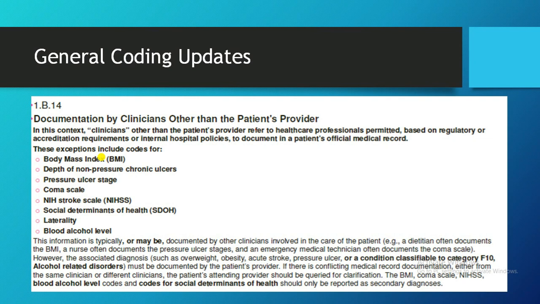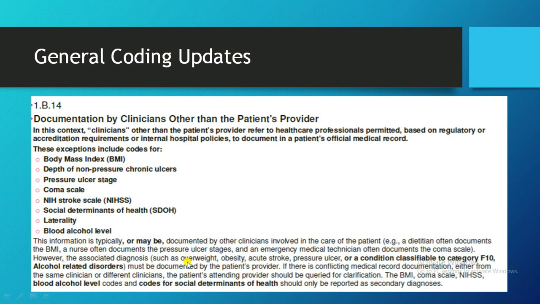So what can they document in the medical report? Here is the list. They can document laterality, as I said, coma scale, pressure ulcer stage, and BMI. All these can be documented by clinicians other than the patient's provider. They can document this kind of information in the medical report, and these codes are reported as a secondary diagnosis. See here, the last points, BMI and coma scale. Body mass index, we will give this code along with the obesity code. Coma scale, when a patient has loss of consciousness, we will code this coma scale score. All of this can be documented by clinicians other than the patient's provider.